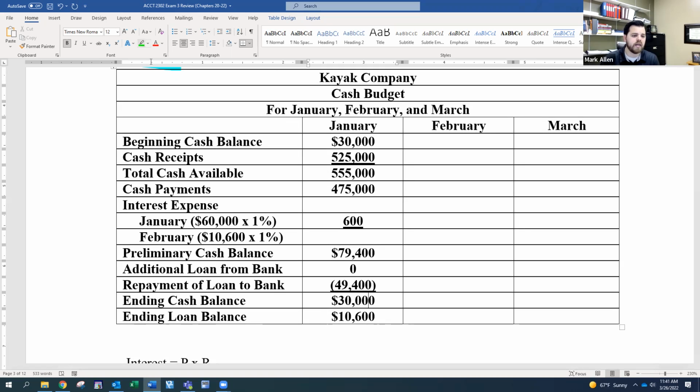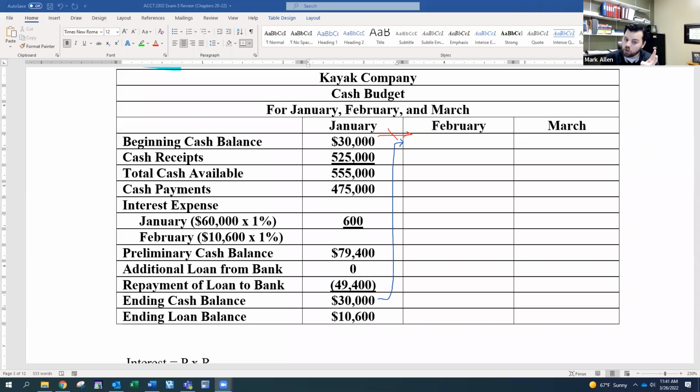Now, what we want to recognize is that our next step is to begin the next month. And so what we'll need to do is come in and remember that ending cash balance from January becomes beginning cash balance in February. Now, what I want you to notice here, this is not what happened. We did not just move the $30,000 over from January and call that February's beginning balance. That is not a thing. That is not how this works.